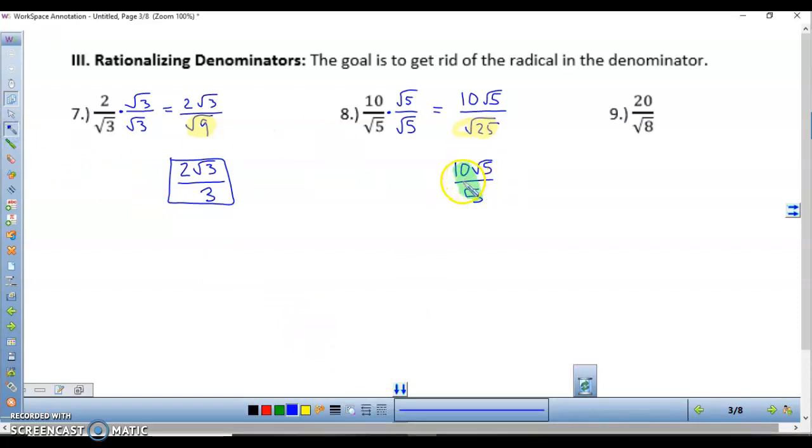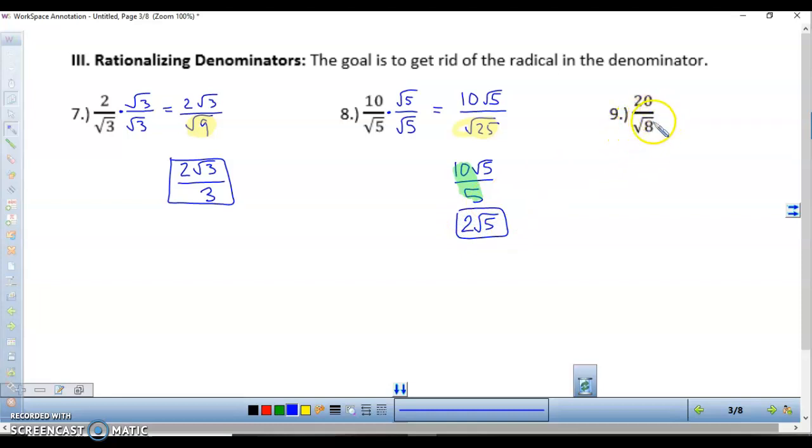So just like with multiplying, you can also divide numbers that are outside the radicals. So you could just divide 10/5 is 2. So you get 2 square root of 5. Perfect. All right, and then the last one here for these rationalizing examples.